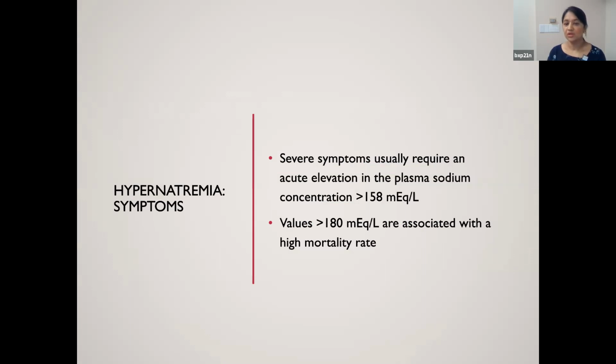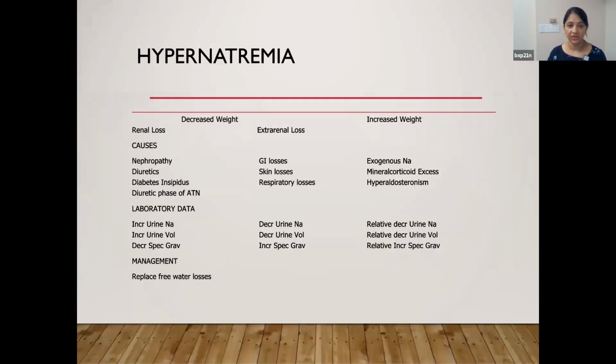Severe symptoms usually occur if there is an acute elevation, especially more than 158, and values more than 180 are associated with a high mortality rate. And it's really difficult to correct when somebody comes in with that high of a sodium, no matter what math you do. And the kidneys, once you replete, and she was dry, that patient was a challenge to correct as well.